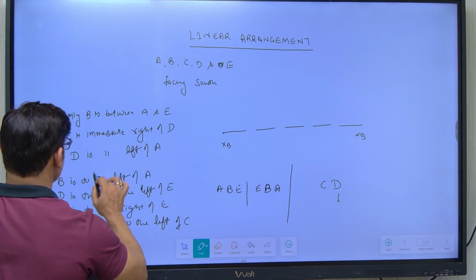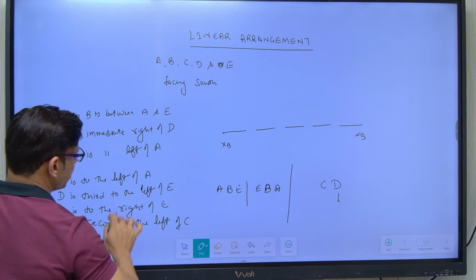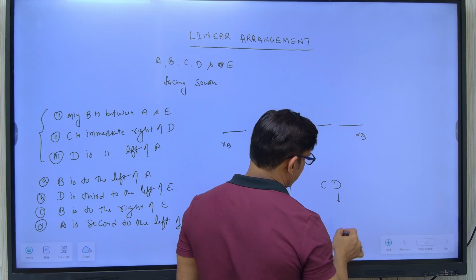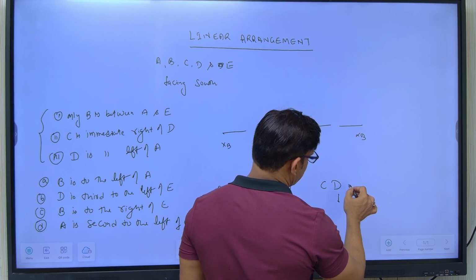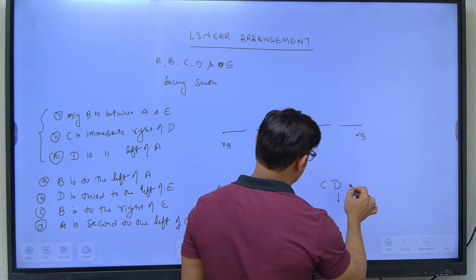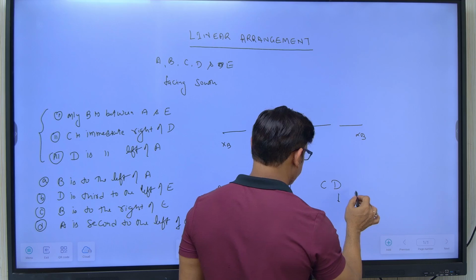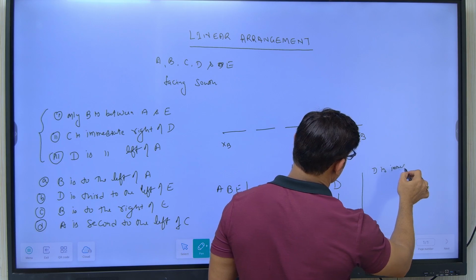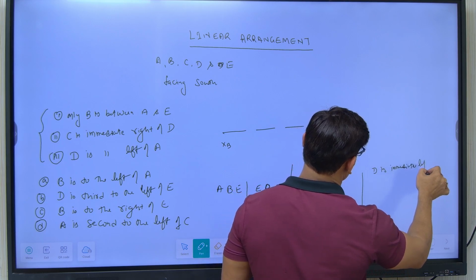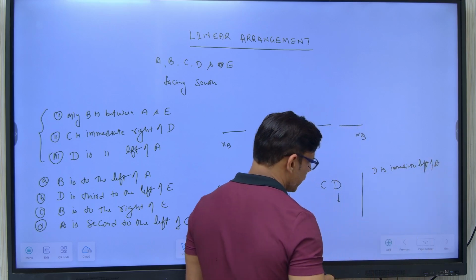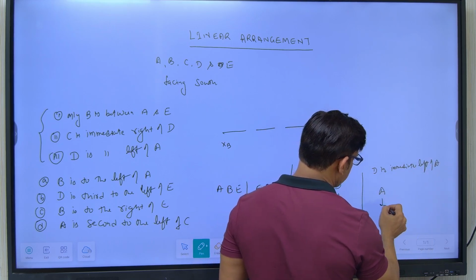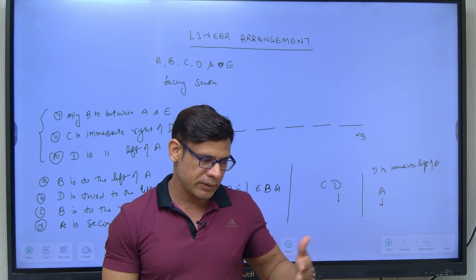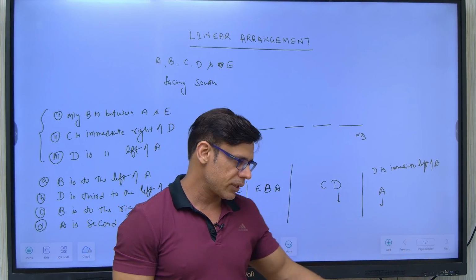C is to the immediate right of D, and D is to the immediate left of A. And D is what? Immediate left of A. Immediate left of A, right? Understand? This line is D is immediate left of A. If you place A here and facing south, if I am A, so to the immediate left of A is D. So this is my left, right?